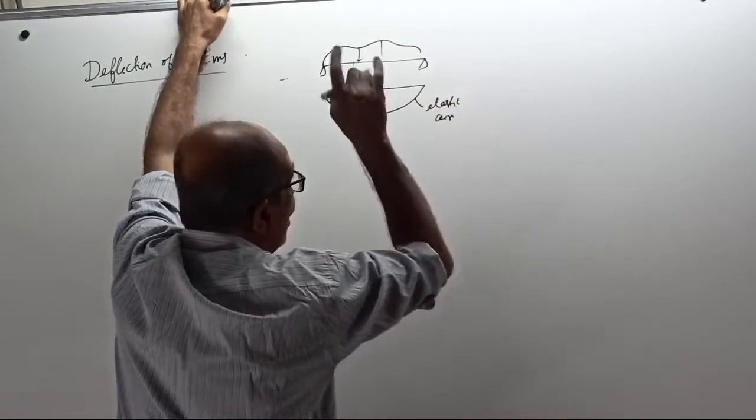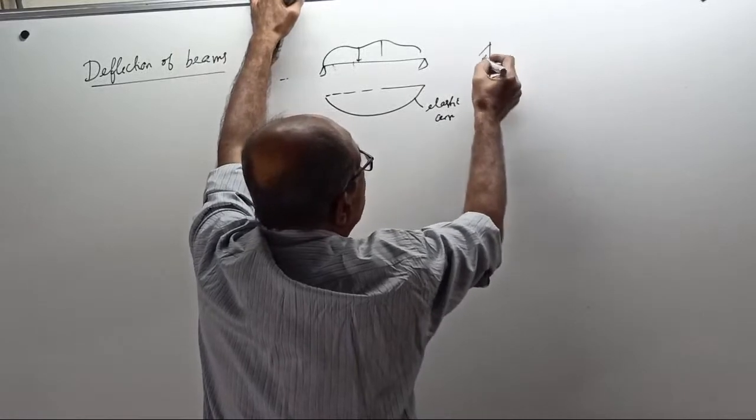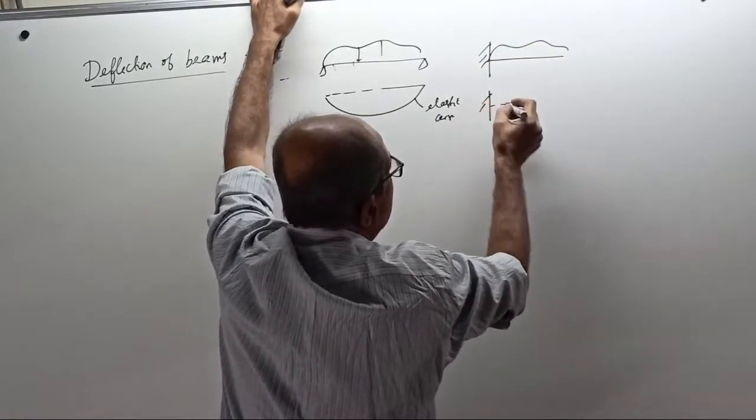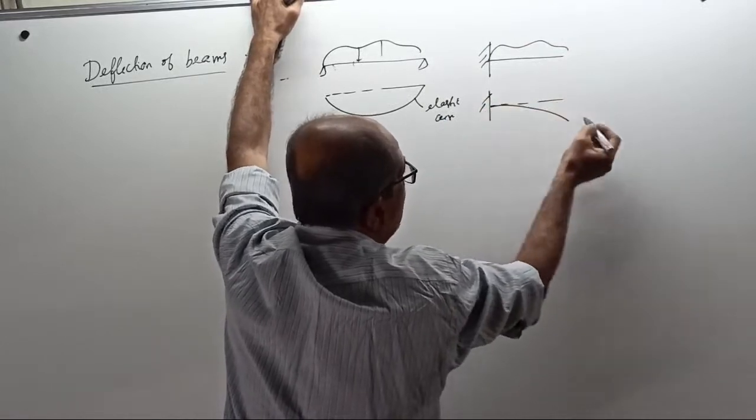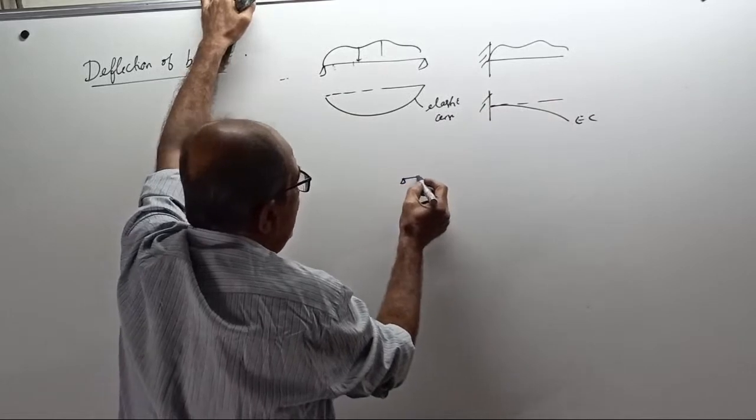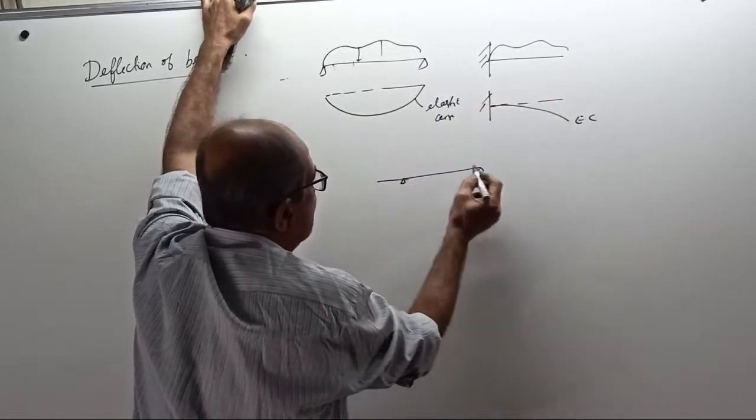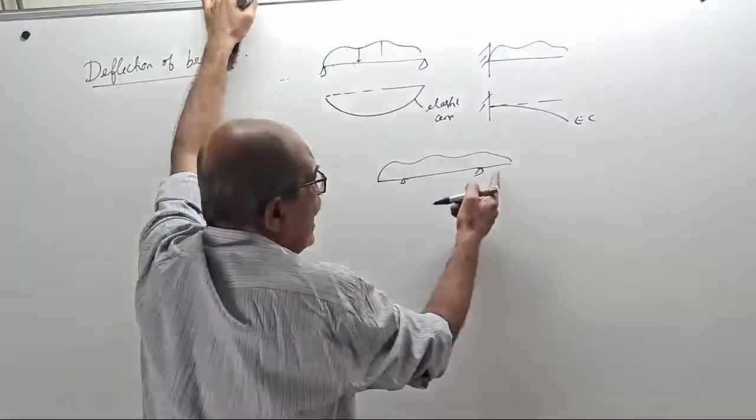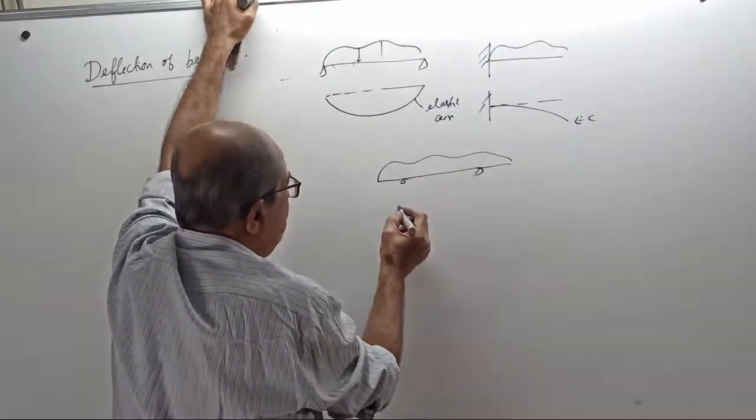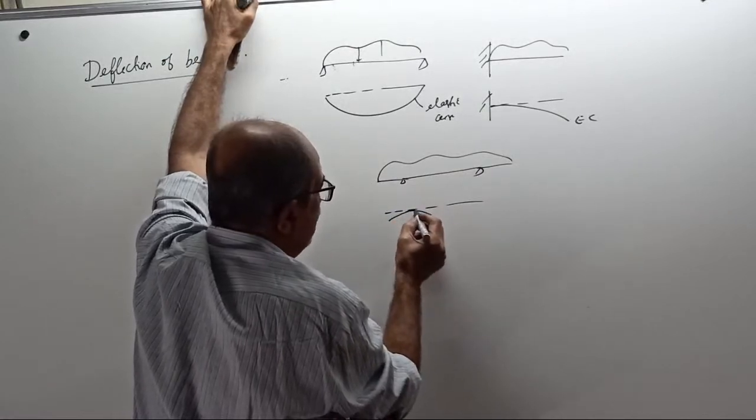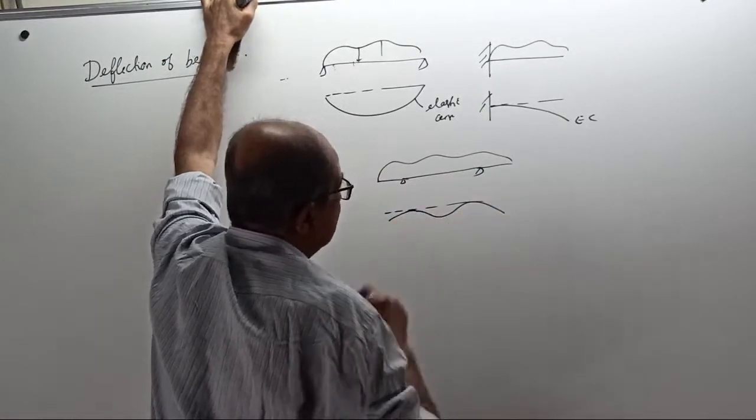Elastic curve. Or if I take a cantilever beam and apply any loading, then the elastic curve will come like this. Or if I take a beam with overhang and apply any load, in case the overhang is not very heavy, the beam will deform. How? It will come down, then it will go up here, then down. It may come random this way.